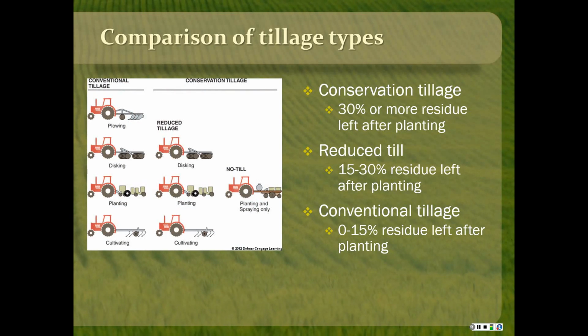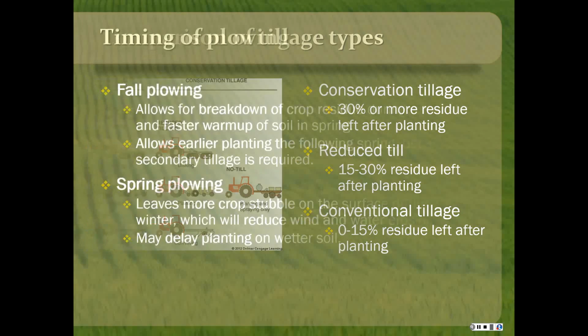And so conservation tillage, by definition, leaves 30% or more residue after planting. Reduced till leaves between 15 and 30%. And conventional tillage usually leaves 0 to 15% residue after planting.